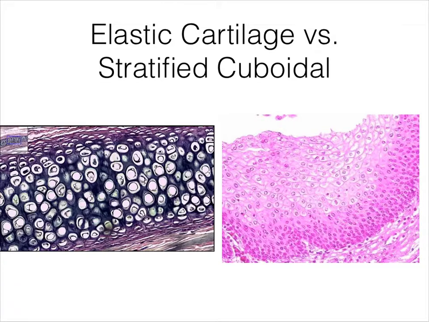Elastic cartilage and stratified cuboidal are also often confused, and there's an easy way to tell them apart. First off, stratified cuboidal epithelium is going to typically face a lumen.